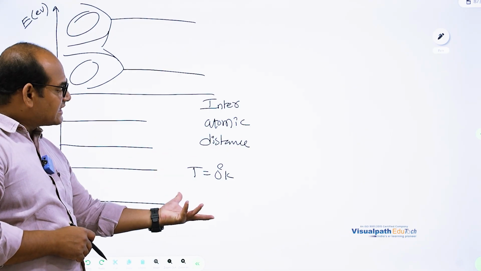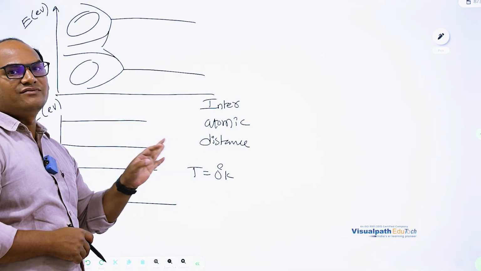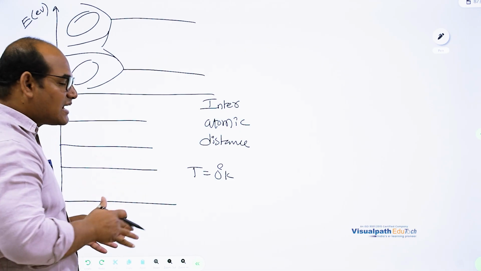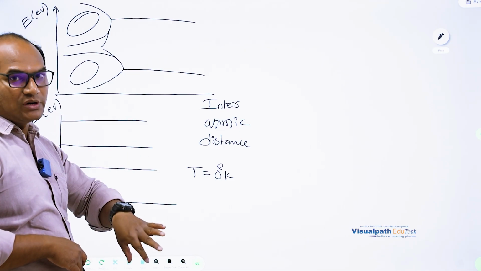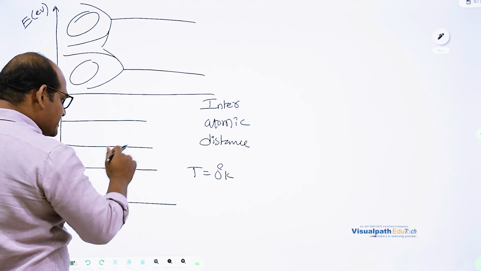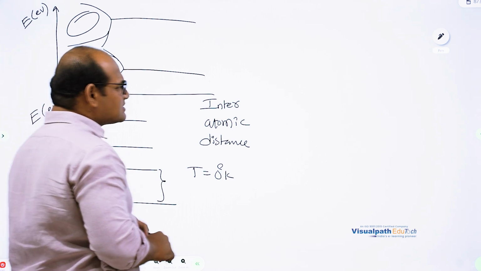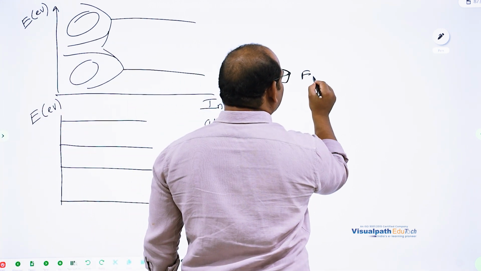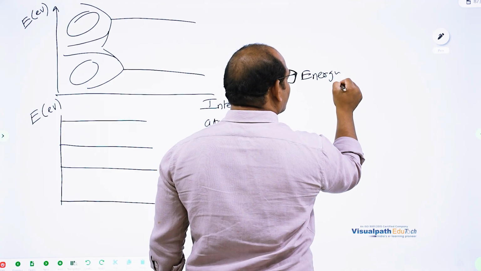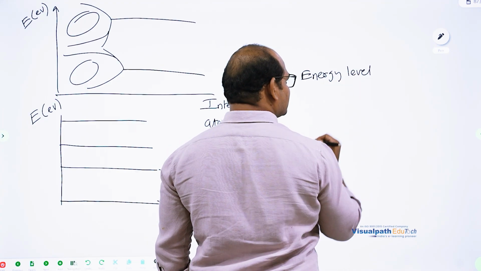When you don't apply any temperature, like T is equal to 0 degrees Kelvin, all the valency electrons are available in the valency orbit only. That means the valency orbit is shown here as a group of energy levels. Yes, I need to tell about the energy level. Clearly you need to understand about the energy level.